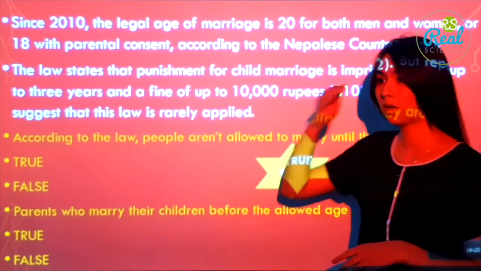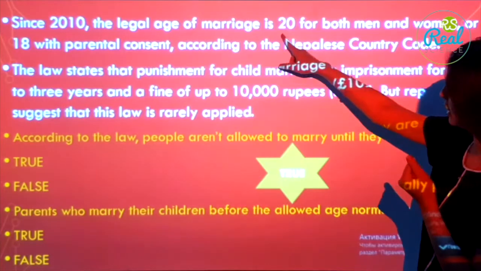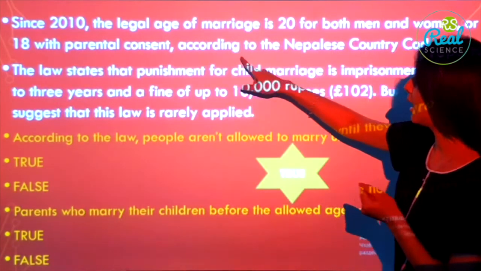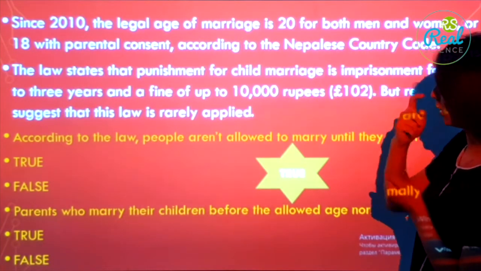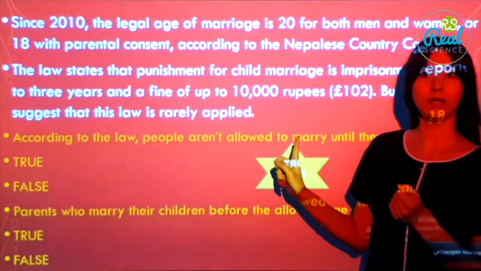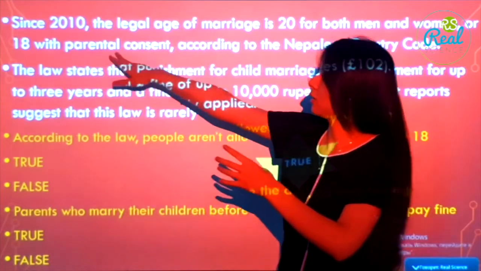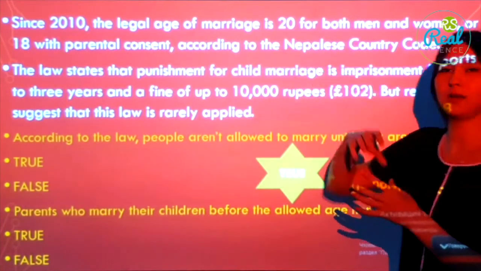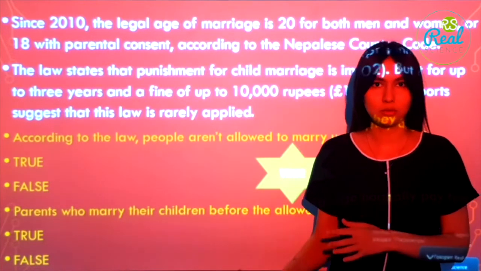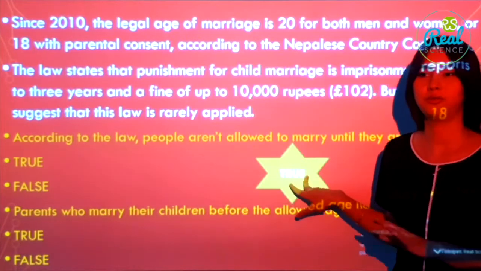The first paragraph, parental consent. Since 2010, the legal age of marriage is 20 for both men and women, or 18 with parental consent, according to the Nepalese country code. So until they are 18, they are not allowed to marry. From 18 with parental consent they are allowed, and at 20 they can marry without parental consent. So this is actually true, not false.